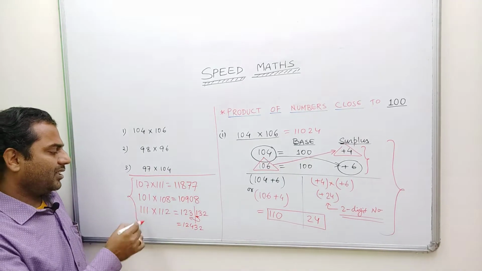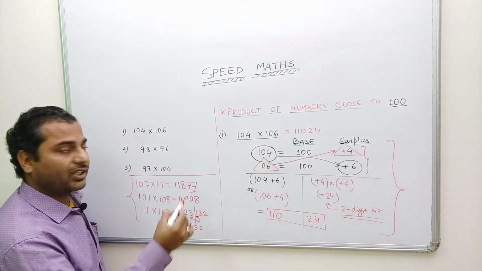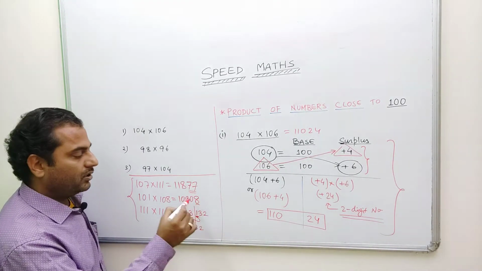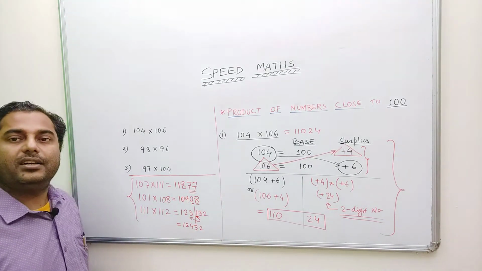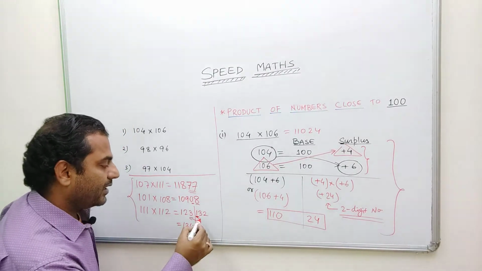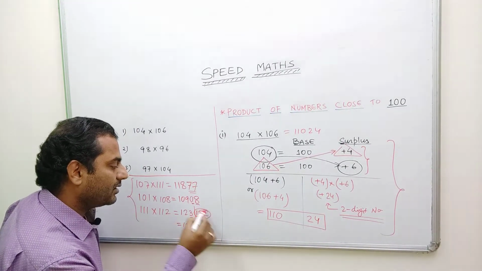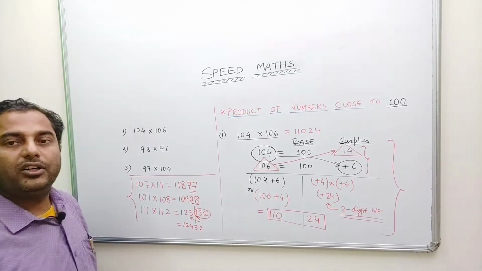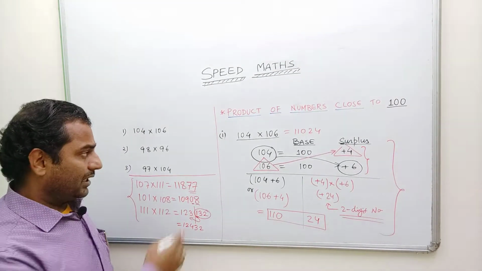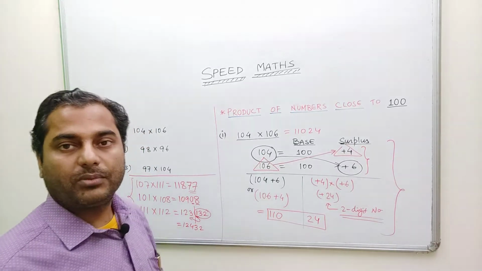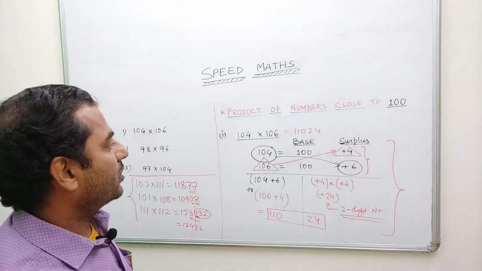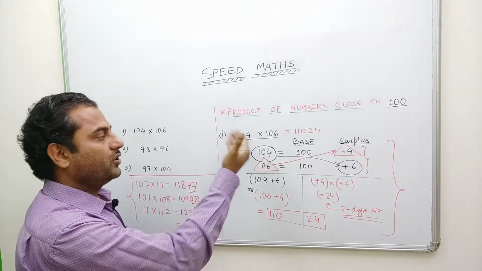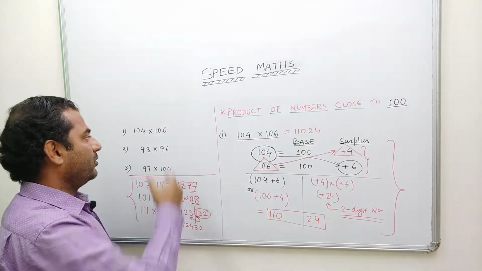So there can be these three possibilities: having a two-digit number on the right hand side, having a single digit number, in which case I put a 0 before it to make it a two-digit number, and having a three-digit number, in which case we shift the third digit towards the left to make it a two-digit number on the right. So this is the first case, when the two numbers are close to 100 but both of them are more than 100. 104 and 106 was the example that we took.